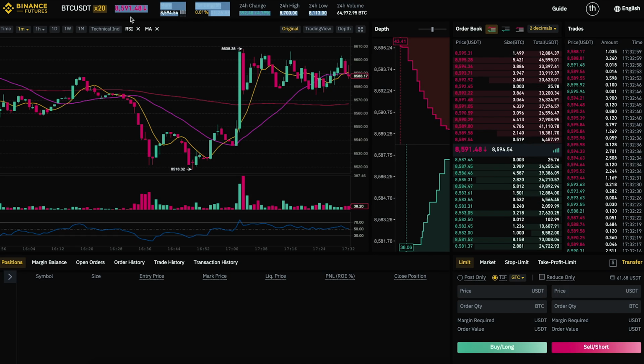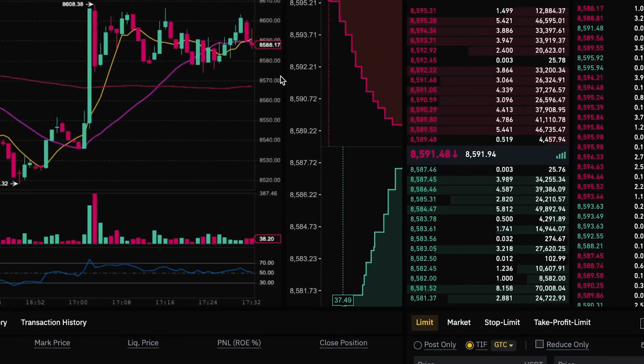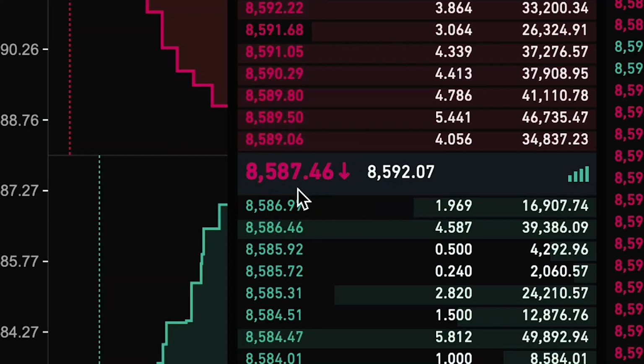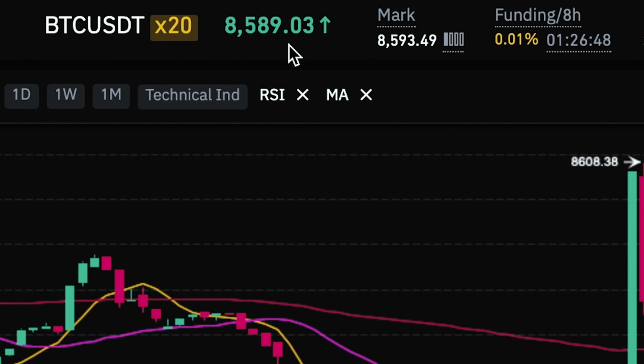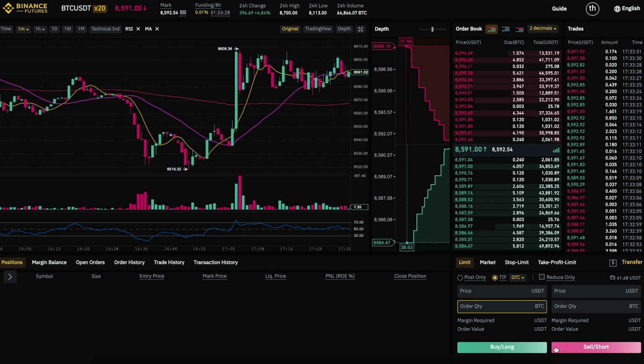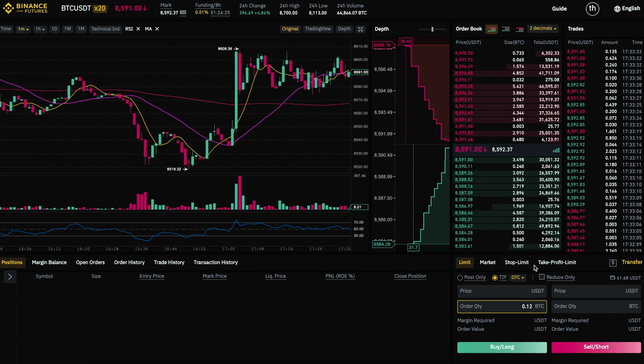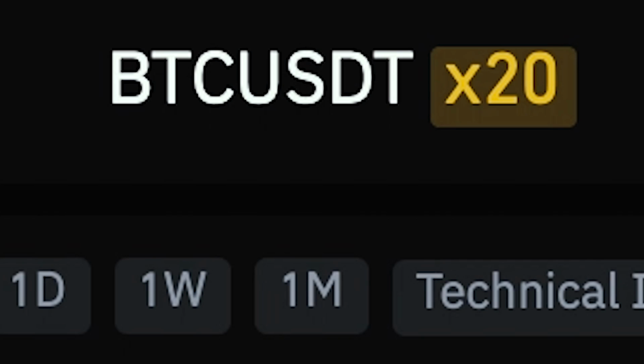So the next thing important is the difference between the futures price, the actual market price, and the spot price. So what you're looking at is the futures price is this bigger number, the 8589, and then the mark price, if you look over at the small spot price, it says mark at the top, but it's really the spot price. This is 8594. So you see there's a slight difference. One is what the actual Bitcoin futures price is, and the other is actually the spot price of the market right now. So as you can see up here, it says BTC USD times 20. So it's giving us 20x leverage.